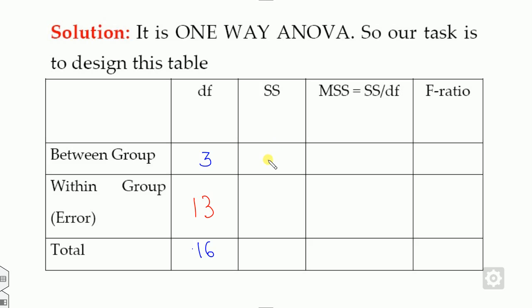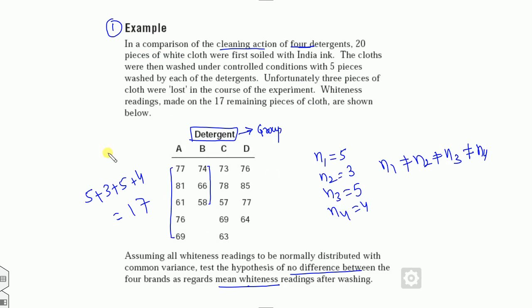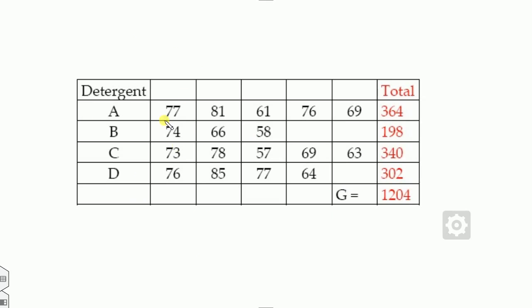Now the next task is to calculate this number and this number. Once I know this and this, I can calculate this number by subtraction. So how do I calculate that? Look, I represent these numbers horizontally. I prefer the second method because it is quite easy. So how I perform it: the total of these 5 elements is 364. The total of these 3 elements is 198, then 340 and 302, and the total of these is 1102, which is called the grand total.